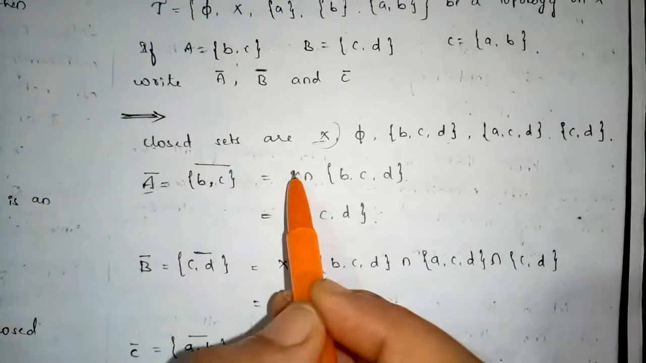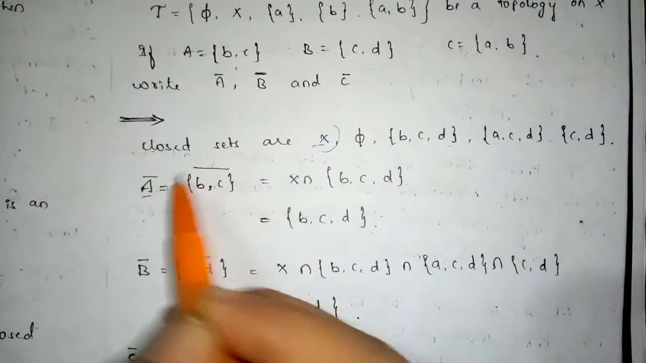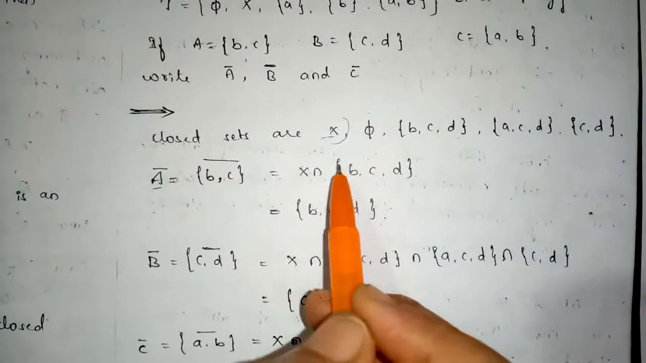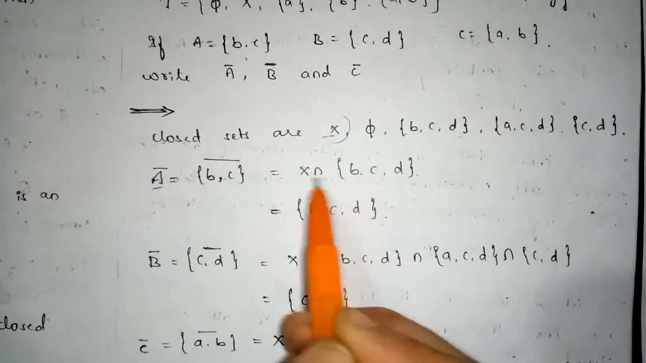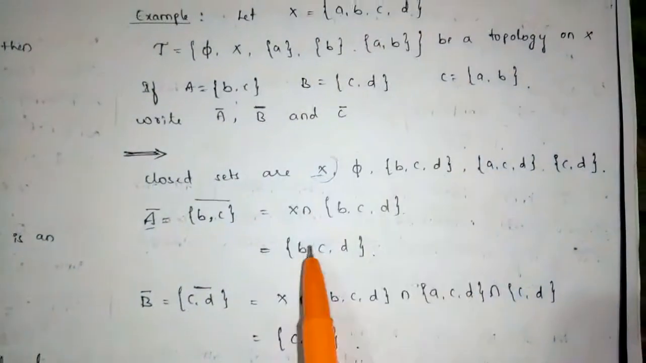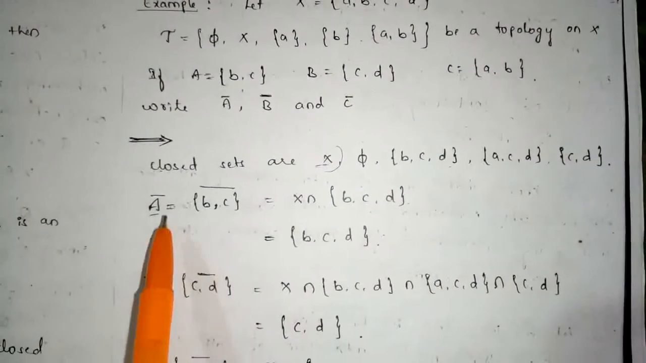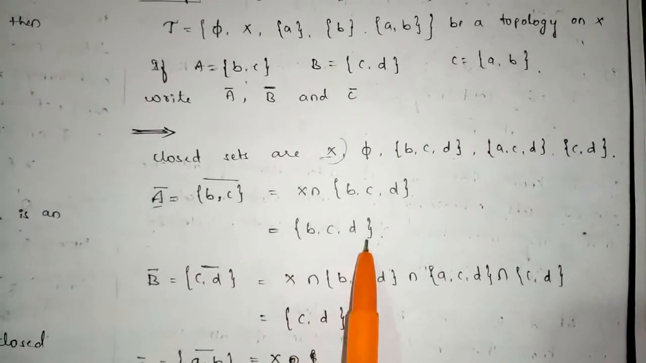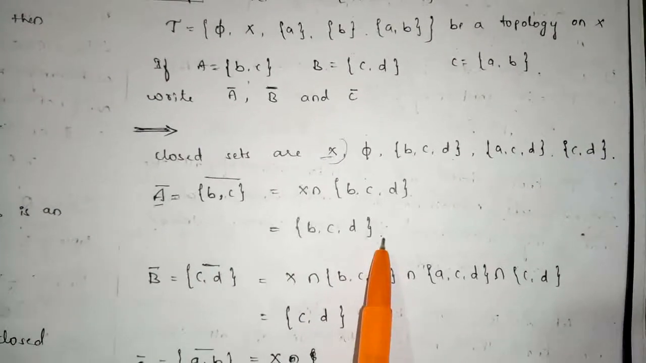We have already calculated the closed sets containing A, then we have to intersect. A bar is the intersection of the closed sets containing A. Therefore, X intersection the set {B, C, D}. X elements are A, B, C, D. Intersection with {B, C, D} gives {B, C, D}. Therefore, the closure of A is equal to {B, C, D}. This is the way of calculating the closure of a set.